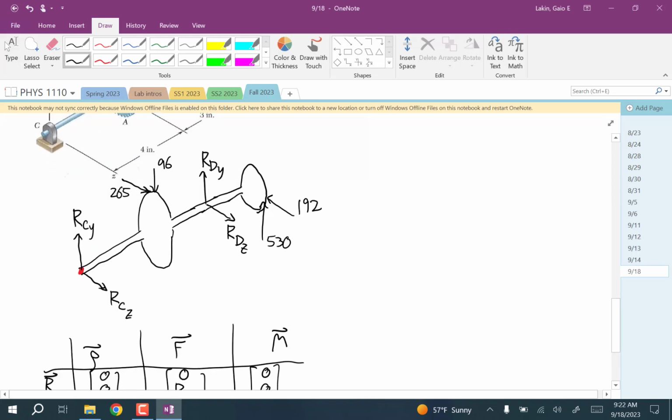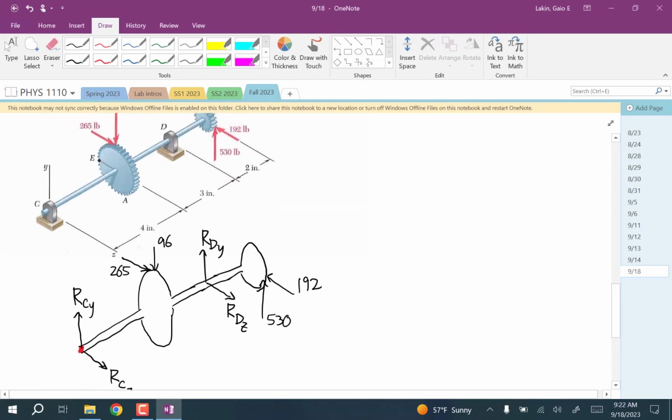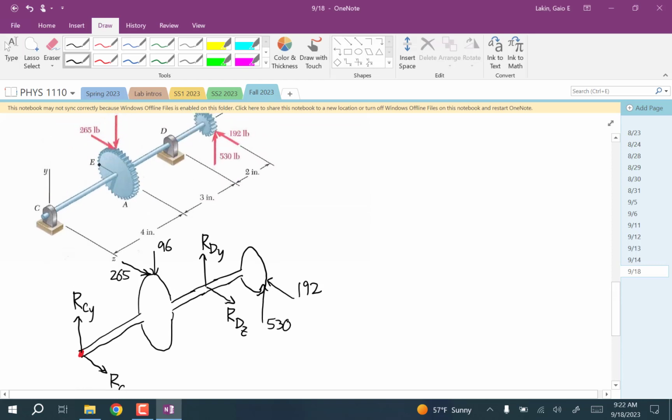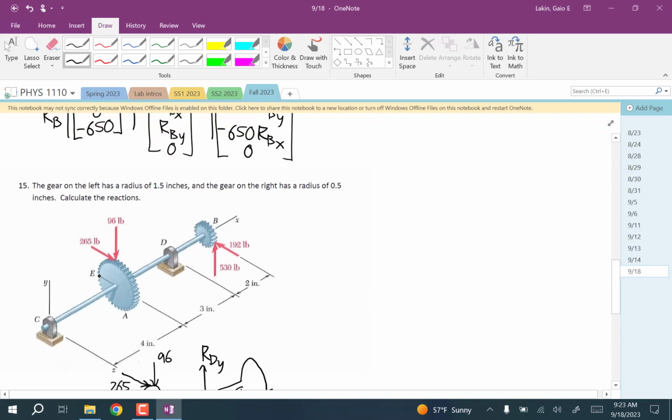So the positive x in this coordinate system goes to our right. So the place where these two forces act is at 4 inches in the positive x, and then the radius of that gear is 1.5. So 4 in the positive x, 1.5 in the positive y.